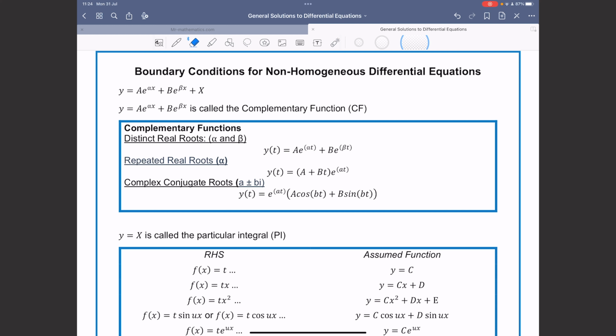In this video I'm going to take you through how to find a particular solution to a non-homogeneous differential equation when given boundary conditions. In a previous video in this playlist we covered how to find a complementary function and particular integral, so now we're going to put all of that together.